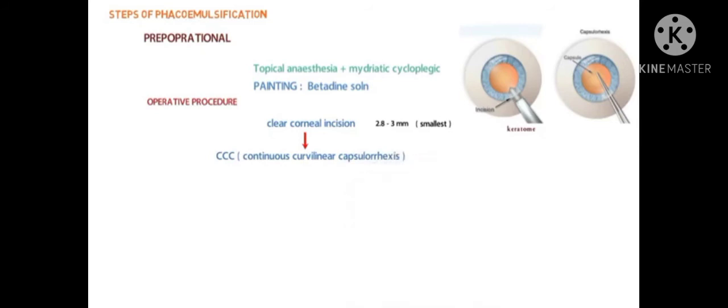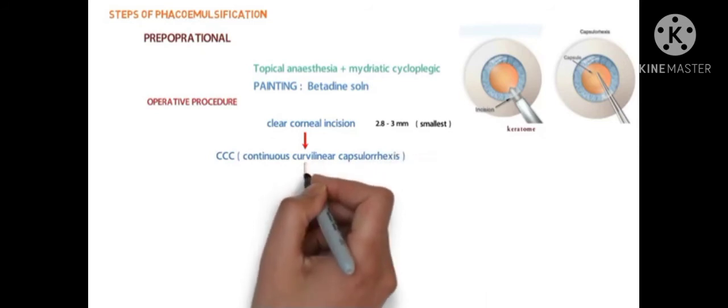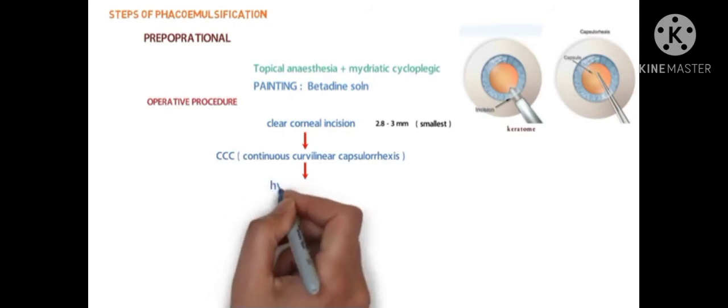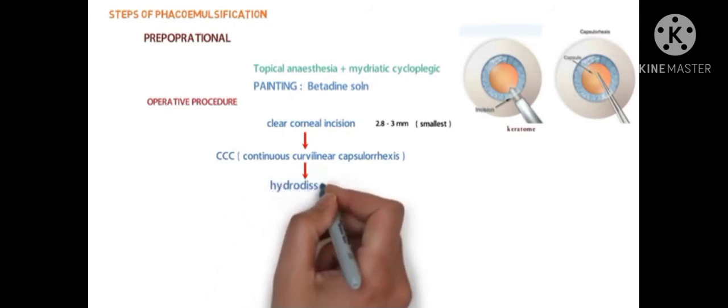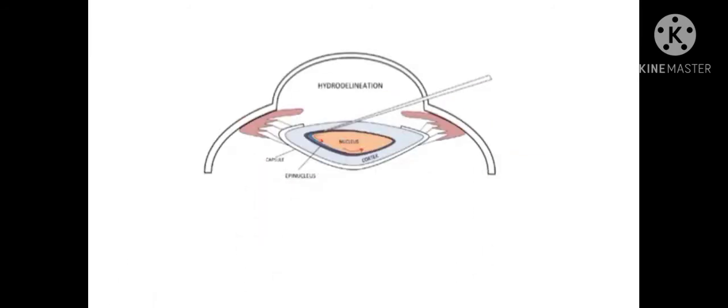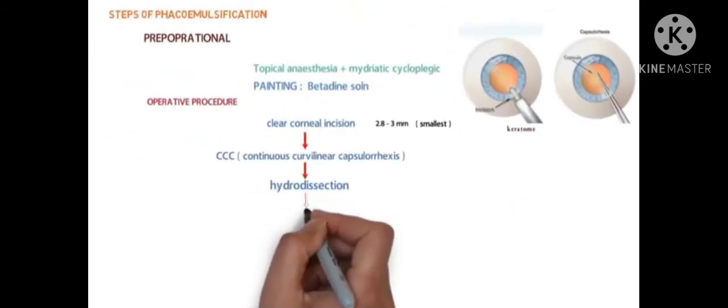and this is preferred over other methods of anterior capsulotomy. Next, we do hydrodissection, that is separation of the capsule from the cortex by injecting fluid exactly between the two. Due to this, there is a separation of the cortex from the capsule, right? This process facilitates the nucleus rotation.